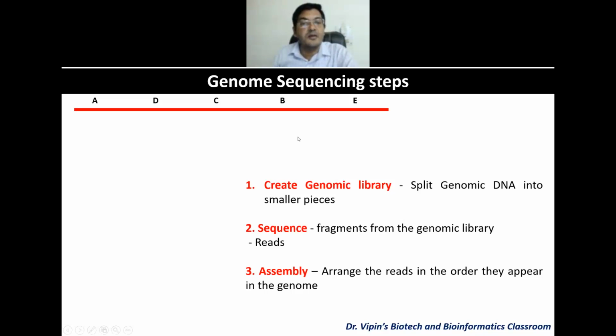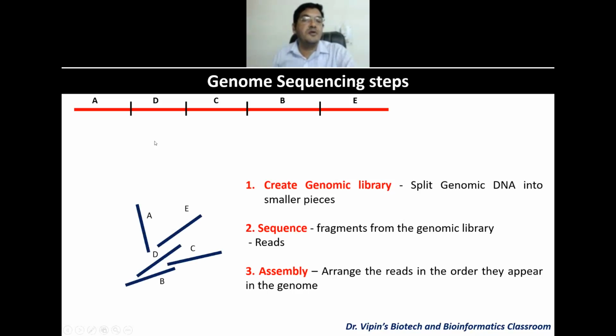My mouse is not working. Yeah, so here you get your pieces, and then you individually sequence these pieces. You have the sequence of A, the sequence of E, the sequence of D, the sequence of C, and the sequence of B. Now the challenge is to rearrange them back into the order you have in the original genome. That is where the main challenge is, the main challenge in assembly.